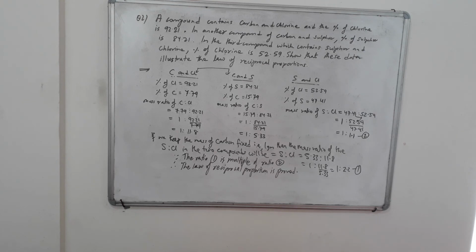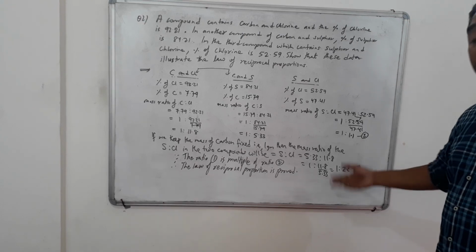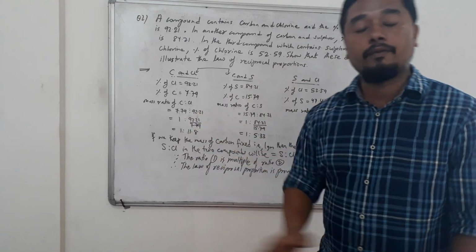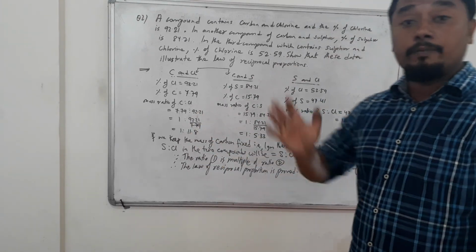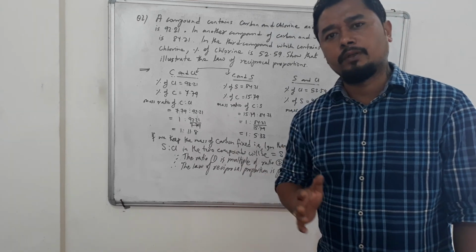Whatever two sums I have done so far, we got a multiple. In the earlier case 2 was the multiple of 1, and in this case 1 is the multiple of 2. But do remember, in some numerical problems of the law of reciprocal proportion, the ratio may come the same. If the ratio comes the same, that is also the law of reciprocal proportion.